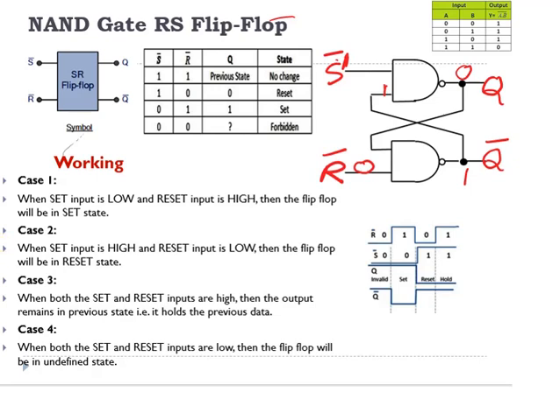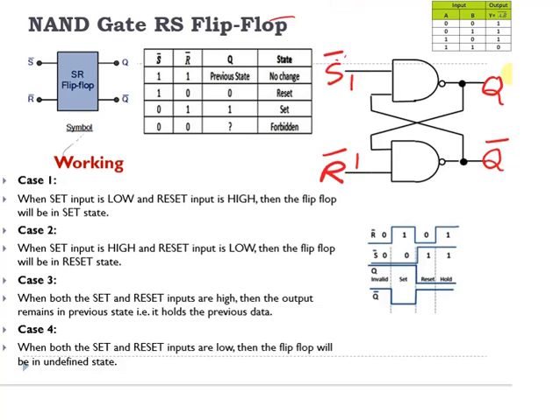Now let us consider case 3 where both the set and reset inputs are high. So we are giving both of them 1. Let's say this is 1 and this is also 1. In this case, the output will depend on the previous outputs of the NAND gates. What is the value of Q and Q bar?